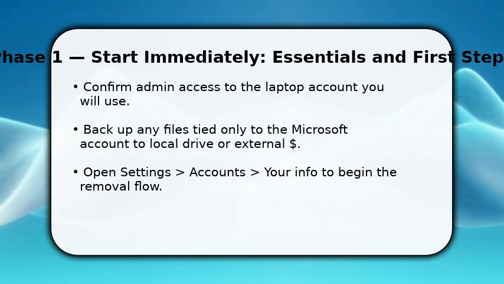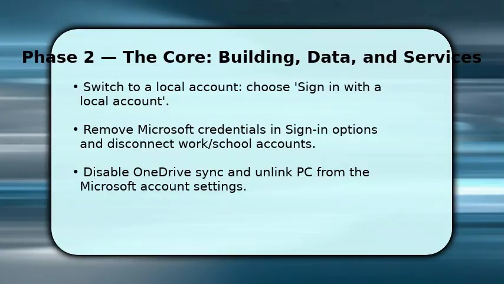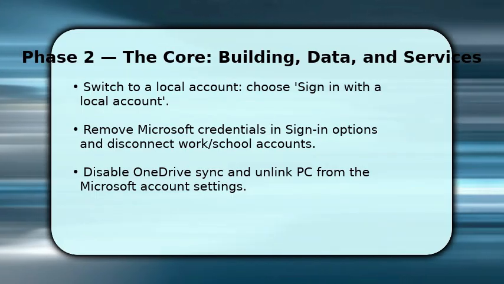Once you choose Sign in with a local account, follow the verification. Enter your current Microsoft password, create a local username and strong password, and confirm. Make sure to disable OneDrive sync so files don't remain linked. Open OneDrive settings and choose Unlink this PC.